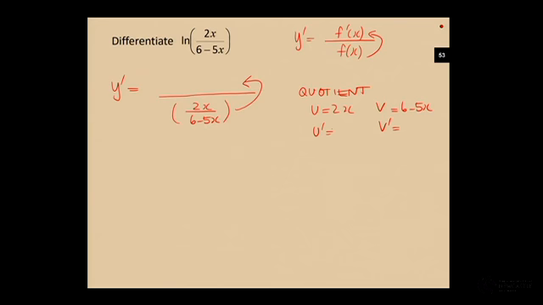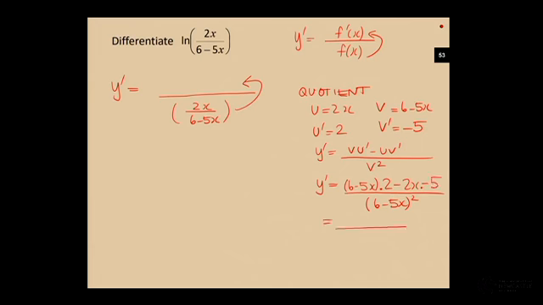So u dash is 2 and v dash is minus 5. Now I'm just going to do a small quotient rule over here, which is v u dash minus u v dash. Remember, I need all of this because I need the answer on top. I've got to do all this work. So v is 6 minus 5x squared. On the top I've got a v, which is 6 minus 5x, multiplied by a u dash, and then it says minus u multiplied by v dash.